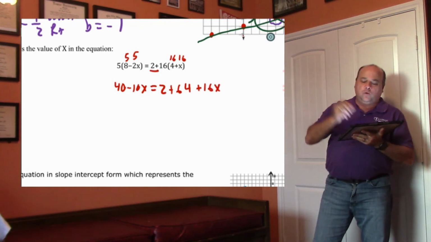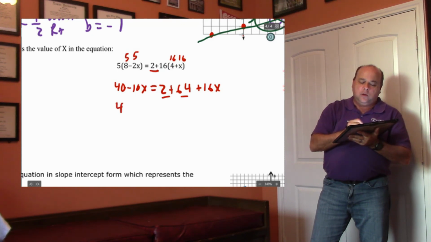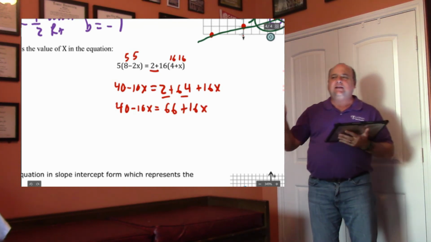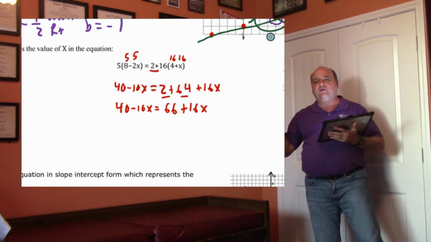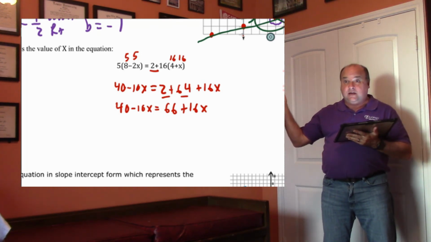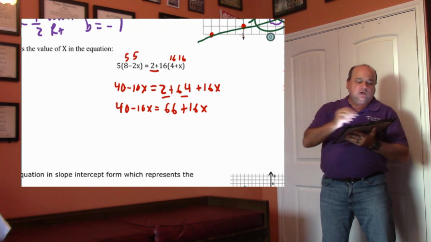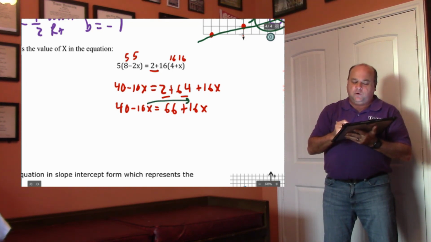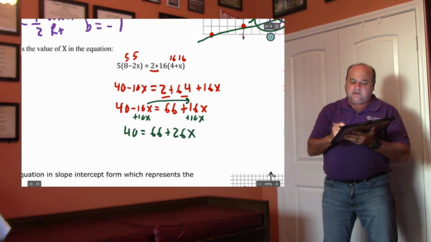Now then we're going to group the 2 and the 64. So 40 minus 10x equals 66 plus 16x. The next step, it kind of helps if you move the smallest x. So negative 10 is smaller than 16x. It's more left. So let's move the negative 10x. I'm going to take the negative 10x, move it to the right, and I'm going to add 10x, aren't I? So I'm going to get 40 equals 66 plus 26x.